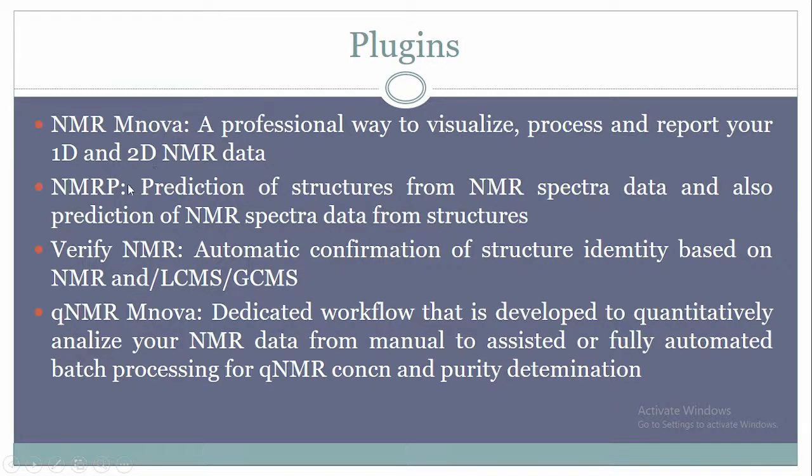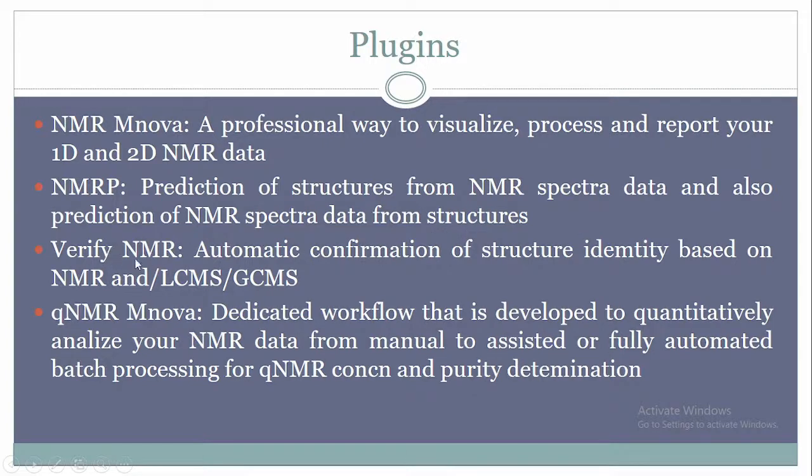An example of them is NMR Nova. It's a professional way to visualize, process, and report your 1D and 2D NMR data. Here we are going to be using the NMR Nova, the process part of it. We also have NMR prediction. This one is used for prediction of structures from NMR data and prediction of NMR data from your structure.